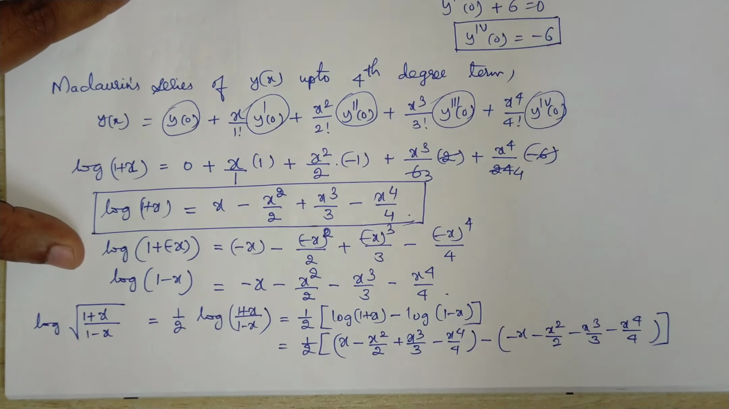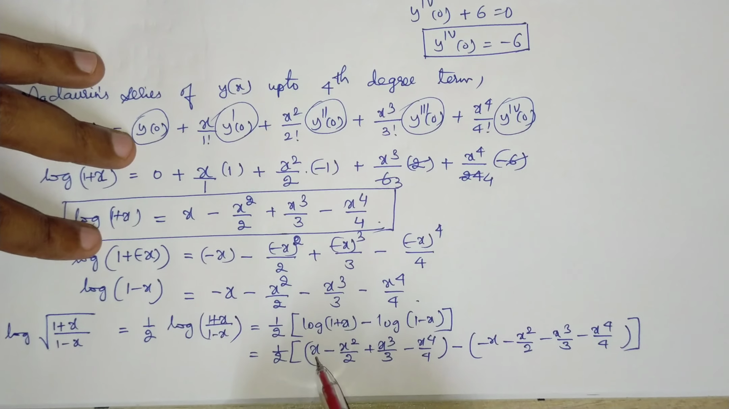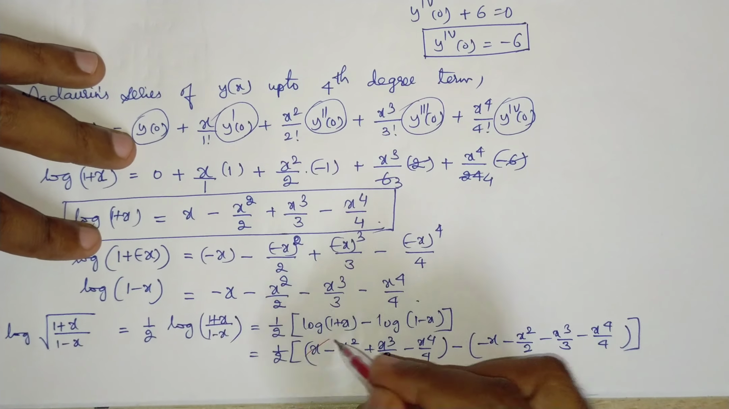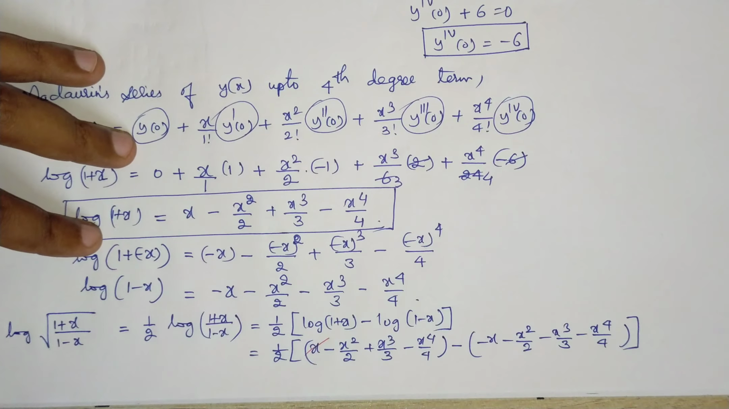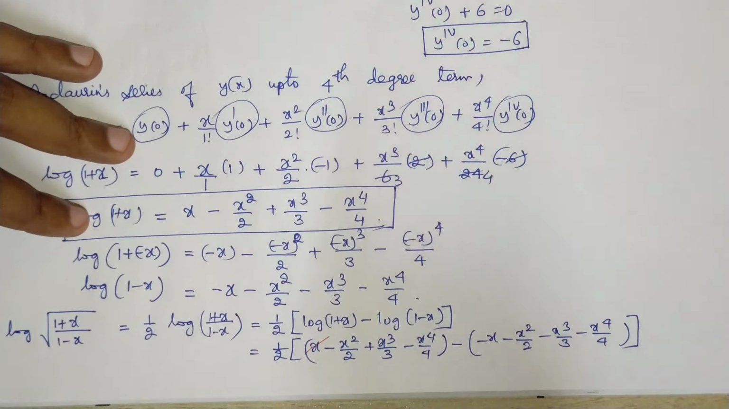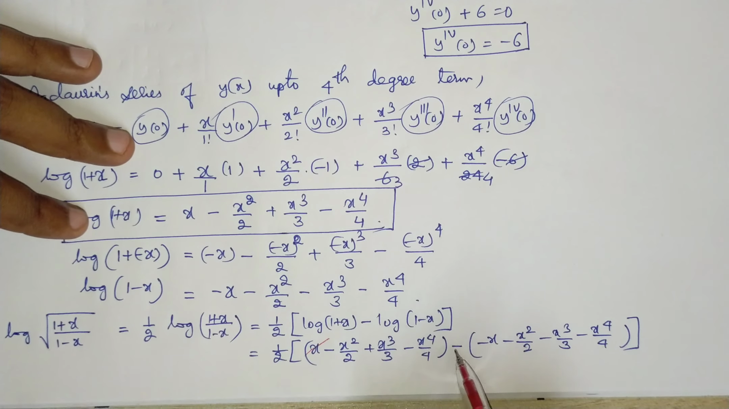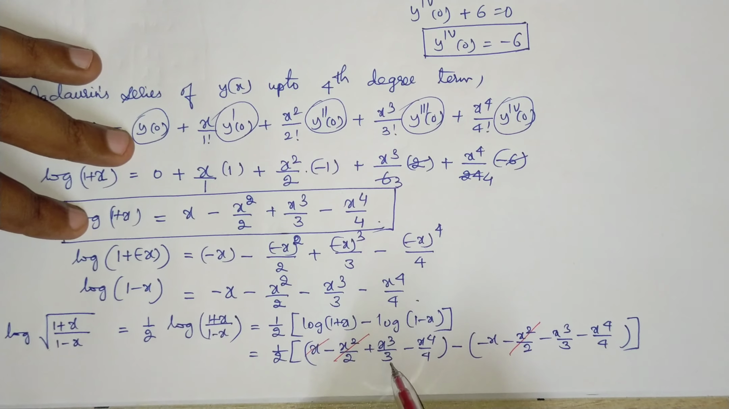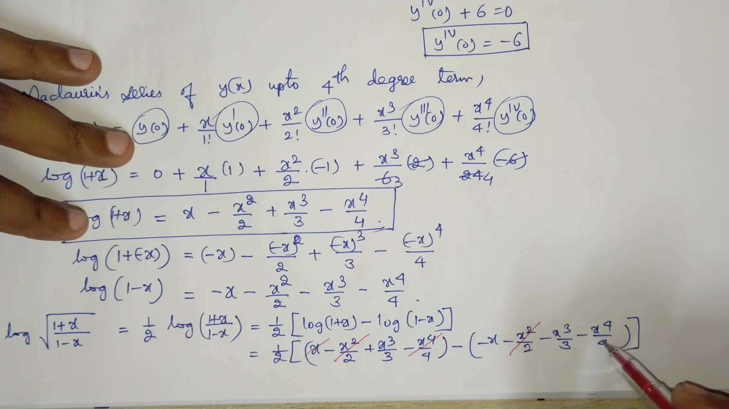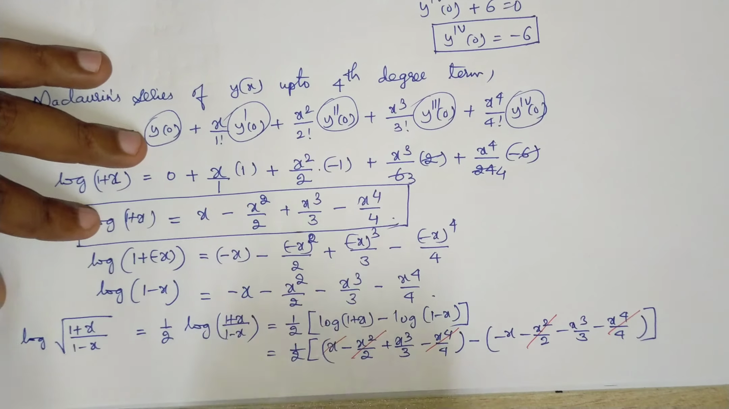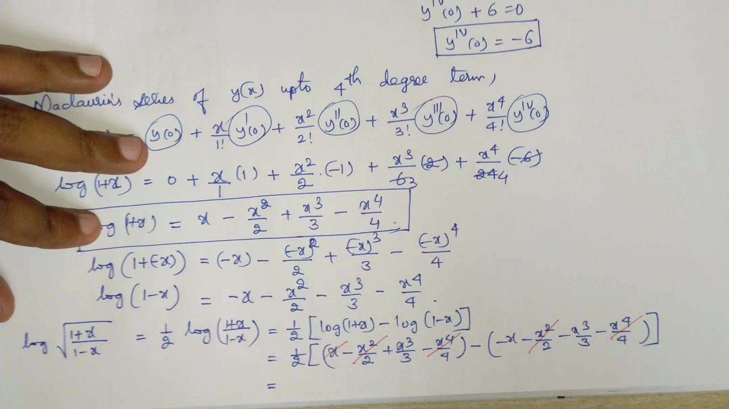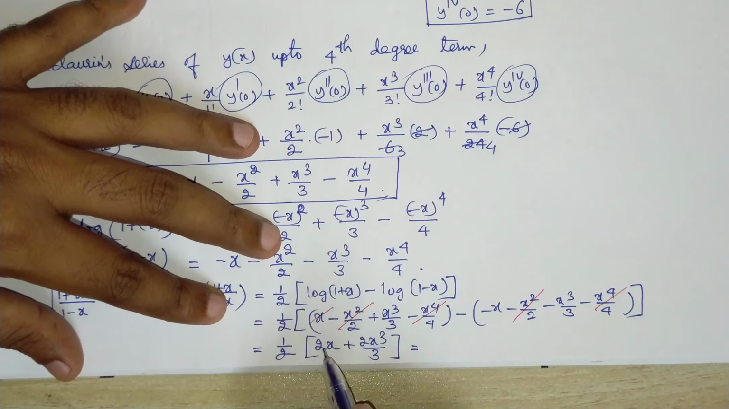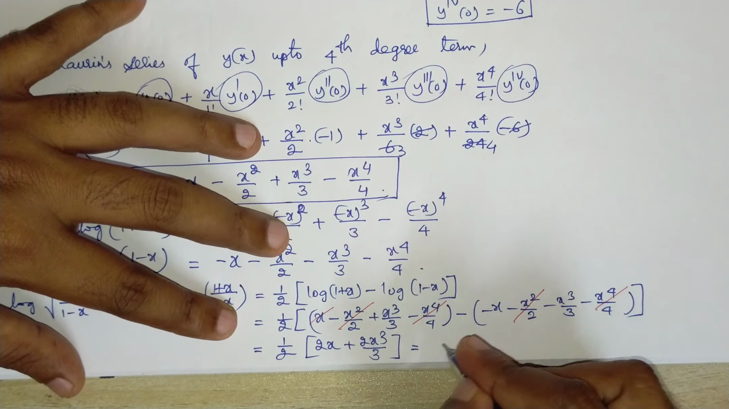So here we have plus x and minus into minus x, okay, that is 2x, and here you have minus x square by 2, here minus into minus plus x square by 2, we can cancel this, and x cube by 3 and minus into minus plus x cube by 3, so minus x power 4 by 4 minus into minus plus x power 4 by 4, we can cancel this, so that the remaining thing is, so we can take this 2 common and cancel with this, so that the remaining thing is, it is x plus x cube by 3.